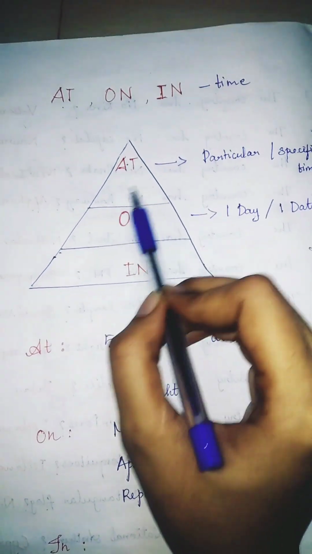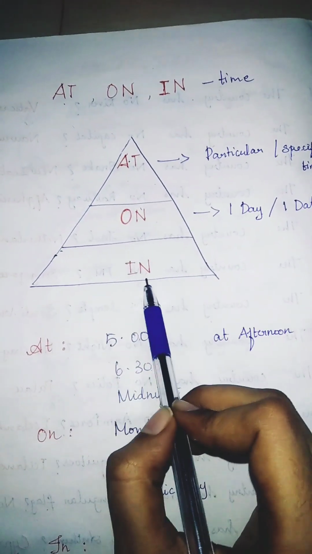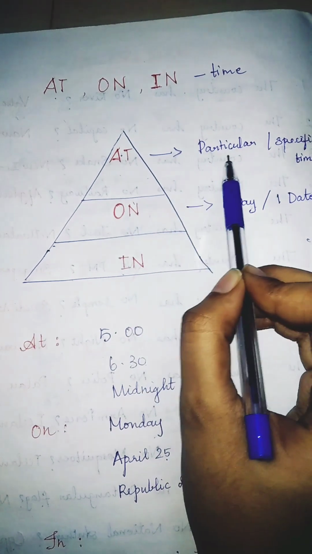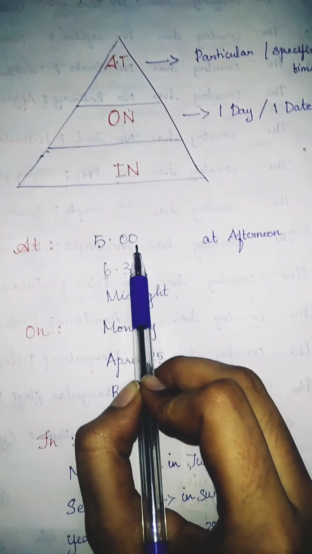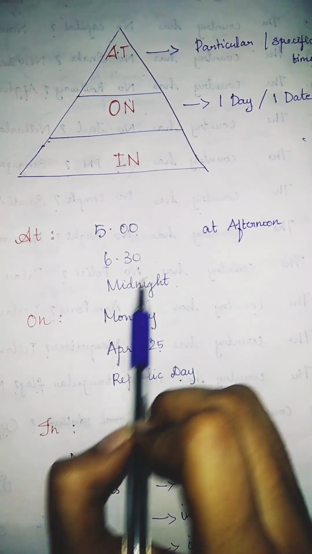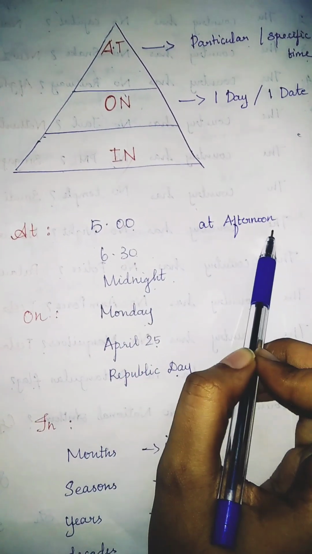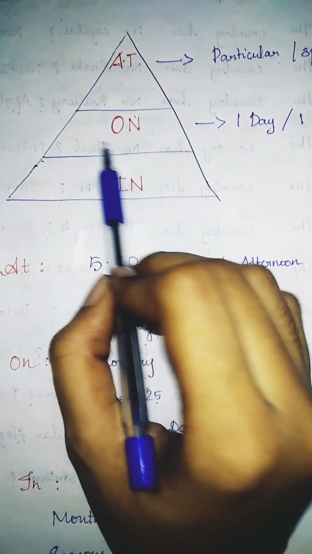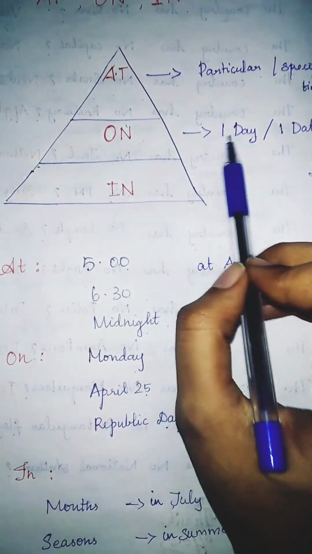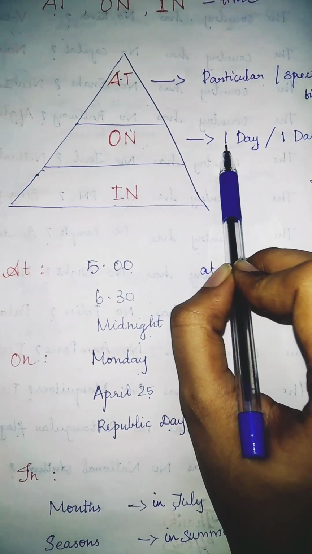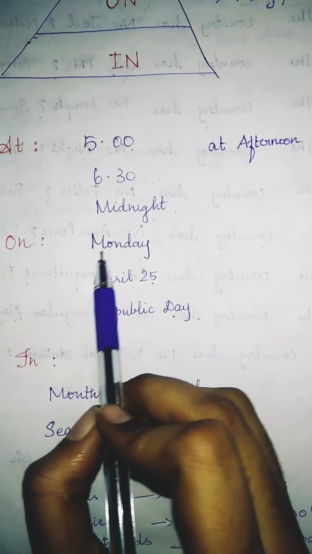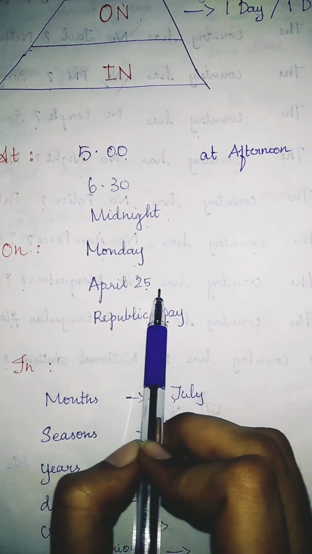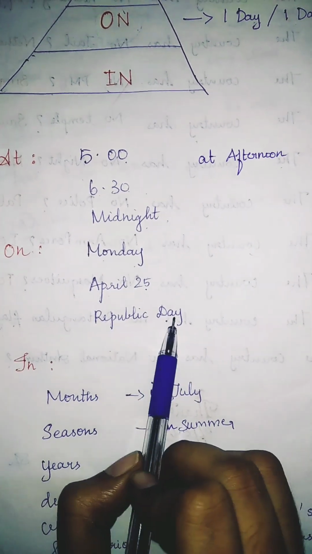Let's have a quick recap of where to use at, on, in in English sentences regarding time. At is for a very particular or specific time. For example, at 5:30, at 6:30, at midnight, at afternoon. On is for one day or one date, wider than at, which is on Monday, on April 25, on Republic Day, on my birthday.